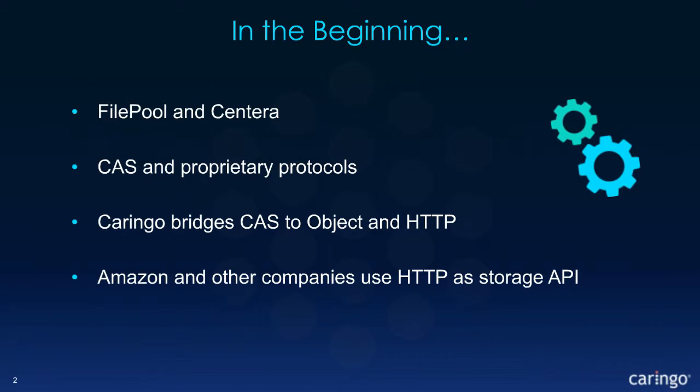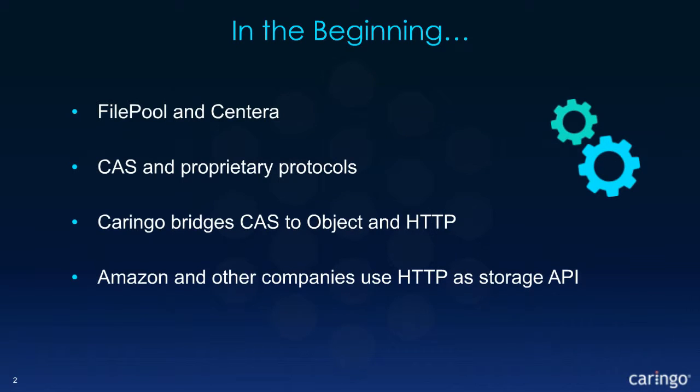Now, Caringo, after FilePool was sold off to EMC and became Centera, the Centera product did very well in the market, but it fell short a little bit with customers. Our former CTO, Paul Carpentier, was using a Centera at a business that he had afterwards, and he noticed a lot of the usability problems. And he had not only some intellectual property from the FilePool days, but he had some ideas about what the next generation of storage would be at that point. So that was really the inception of Caringo, and that bridged the CAS world to the object world.